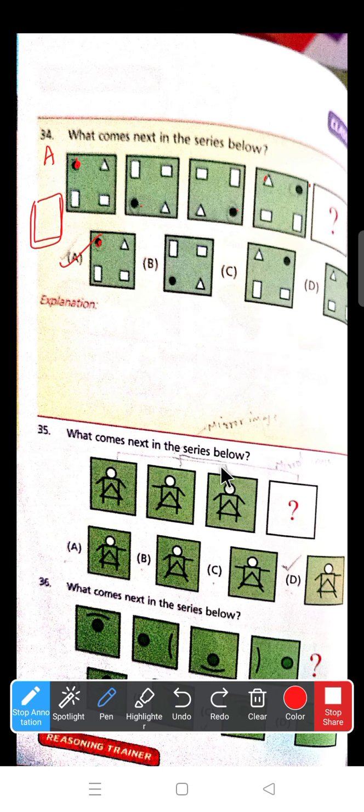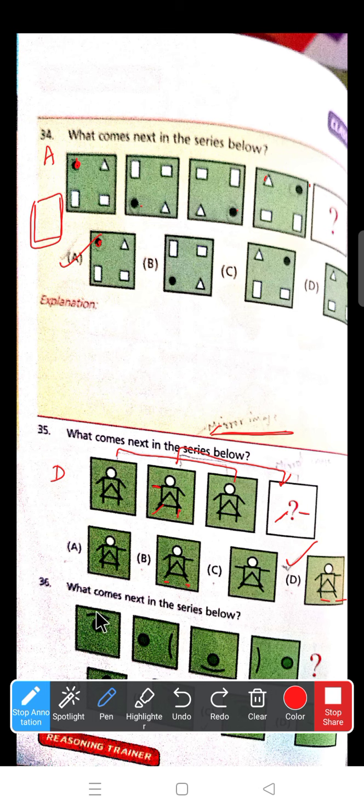The 35th one is what comes next in the series below. It will be like a mirror image. First and third are mirror images, so second and fourth should be mirror images. So this straight line should come this side now and this bending should come this side. In which option do you have the straight line and bending this side? Option D, children, because you have two options in that, but when you check the legs, one is slant and one is straight, but in this figure both are slant, but in this figure one is straight and one is slant. So option D is the correct one, which applies the mirror image.